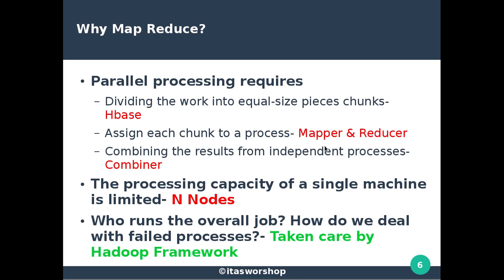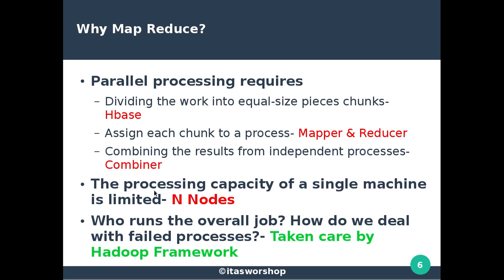Then your requirement is assigning each chunk to a process. So you have a mapper class, you have a reducer class. Those mapper and reducer are assigning your task, and a particular mapper or reducer is a task; your map function is one task for your system. And then you want to combine the results from all those processes. Then you have the combiner, and ultimately you can give the result. So all these things are taken care of by the Hadoop framework.